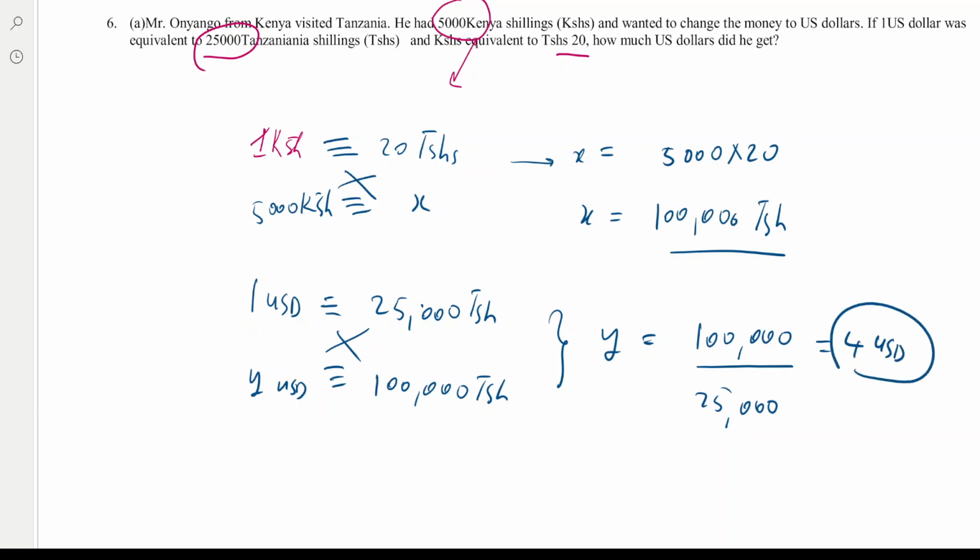So the amount Mr. Onyago had is converted to Tanzanian shillings, and Mr. Onyago will get $4.